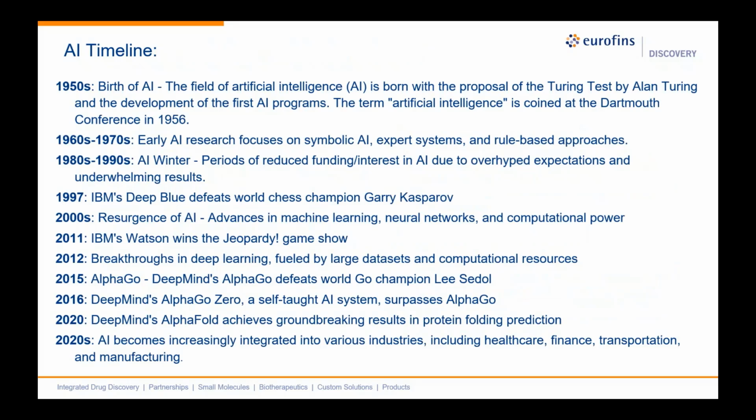So AI has been around a long time, and it was born in the 50s. It went through a period of a lot of research in the 60s and 70s, where we thought we were going to make a lot of progress on applying AI to solve problems that were relevant. We ran into performance expectations there, and there was what we call the AI winter in the 80s and 90s.